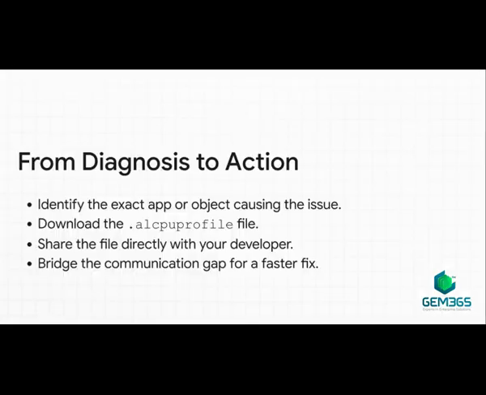And just like that, you've gone from a vague feeling of, the system is slow, to having concrete proof. You know the exact app, the exact object causing the pain. You can download that results file, email it to your developer, and completely change the conversation. It makes getting a fix so much faster.